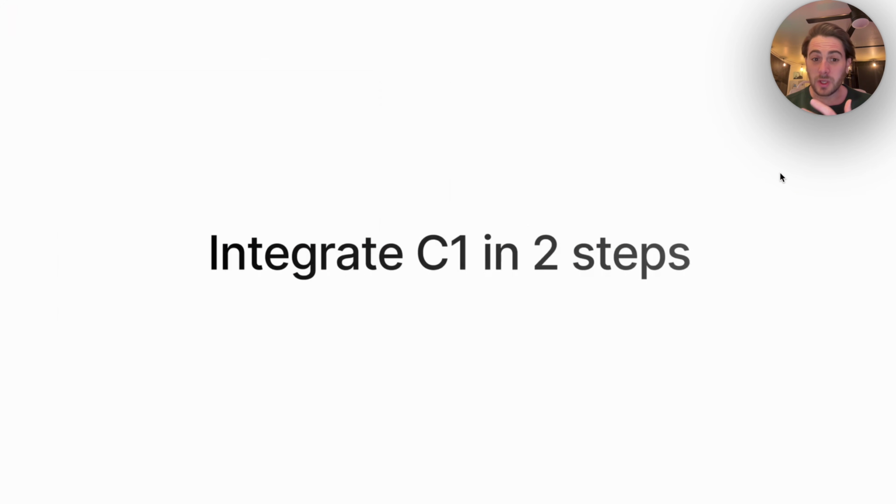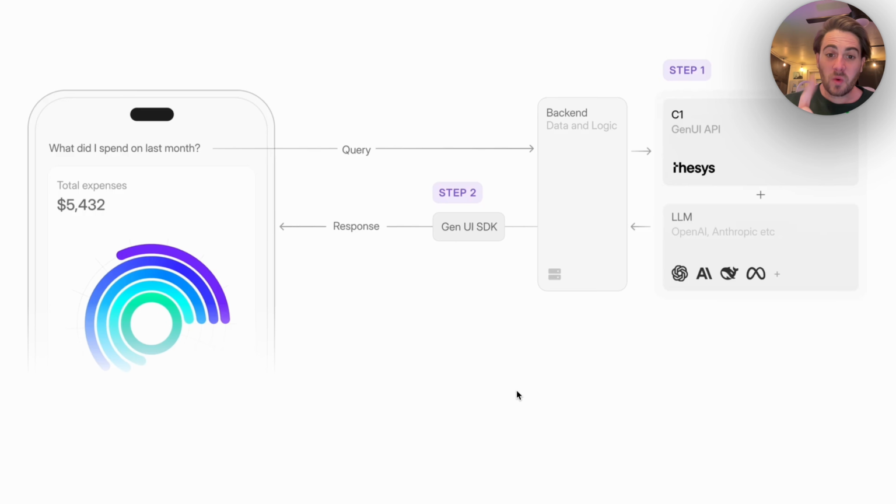Now, here's how you actually integrate C1 in just two simple steps. Step number one, and I'm going to show you this in just a second, is to update the backend endpoint to Thesys, add your Thesys API key, and select your desired model, for example, GPT-5. The second thing you're going to do is install the SDK and update the app's logic in order to render and display interactive real-time responses seamlessly using C1.